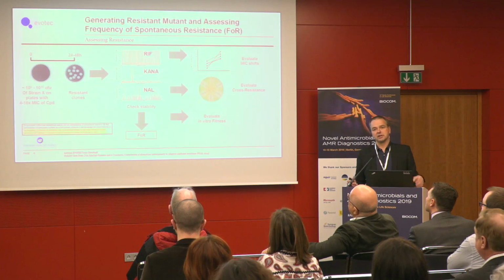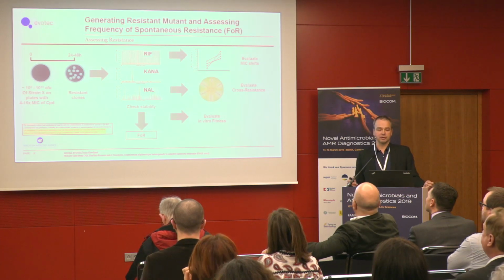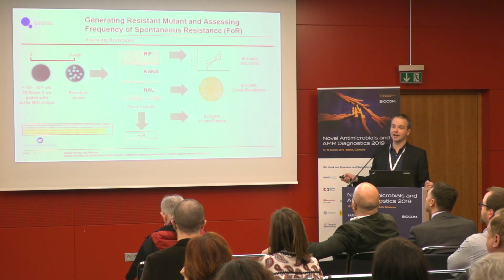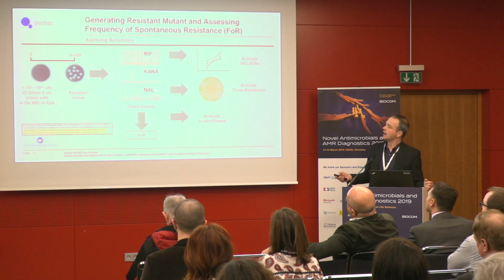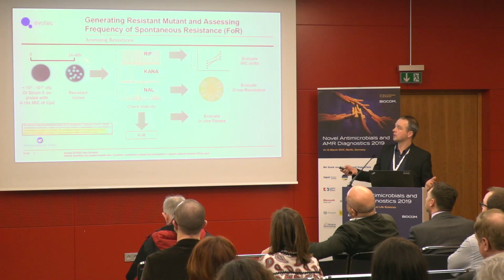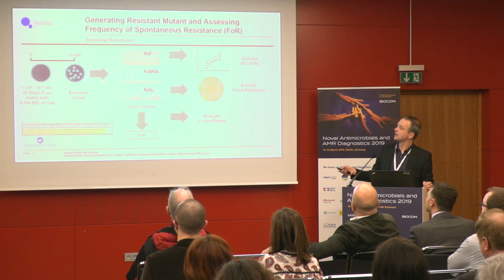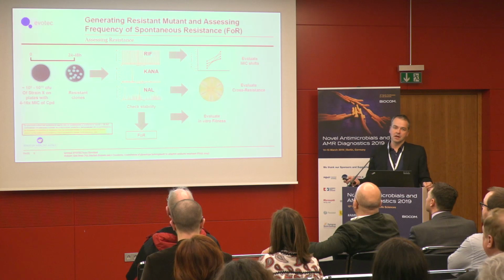Then we go to the workhorse of the resistance studies, something that we all do: the frequency of spontaneous resistance. The experiment goes like this. You plate as many bacteria as you can, and there are lots of arguments about how many bacteria you should plate. You do that on one strain, and you look after a period of time, 24 or 48 hours, depending on what your religion is, and you count the number of clones. From that, you derive a frequency of resistance.